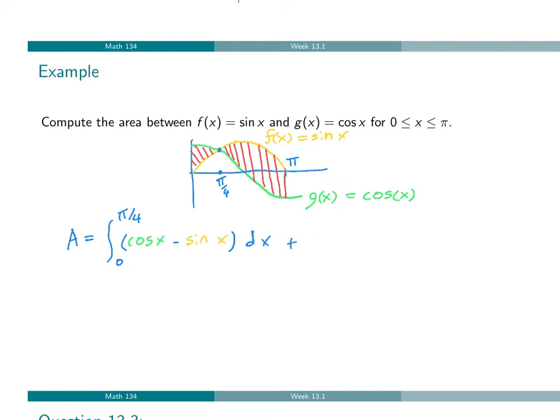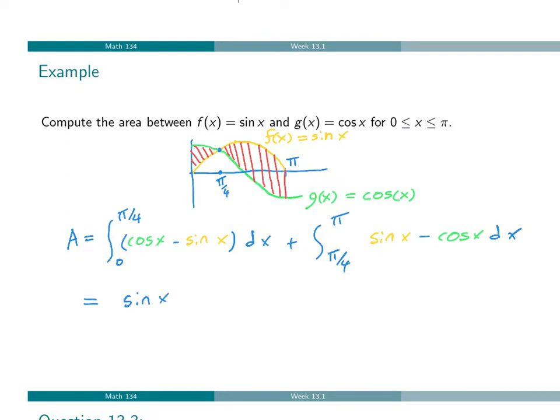So plus some more area from pi over 4 to pi, and this time around the yellow curve is the one that's on the top, so we need to do sine x minus the green curve, cos x. All right, so it's time to take the antiderivative. So antiderivative of cos is sine.